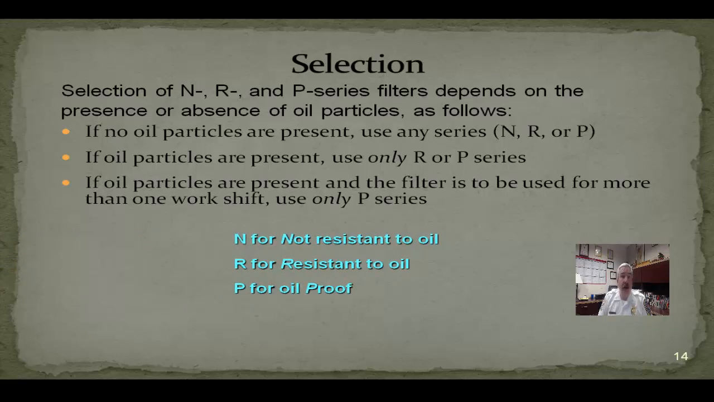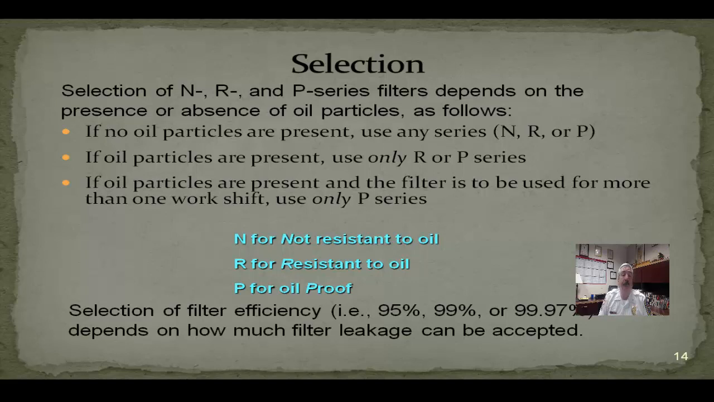Our N95 masks, when we're going into an infectious disease environment. R, it's resistant to oil. We know that there are oil particles out there, and we're going to go in for one work shift or a shorter work shift. And P is oil proof. Anytime that we're going to go in an environment where we know there are potentials for oil particles in the air, we go with a P100. And again, our efficiencies are rated in 95, 99, and it says 99.97%, but it's classified as a 100.